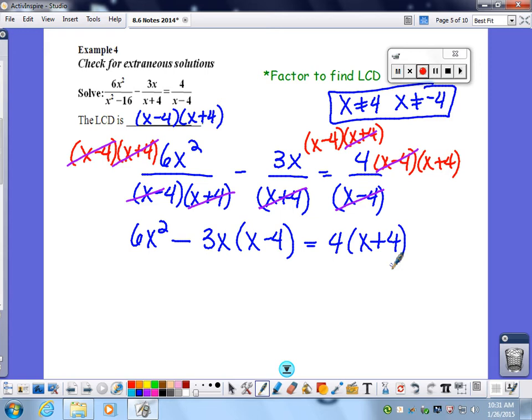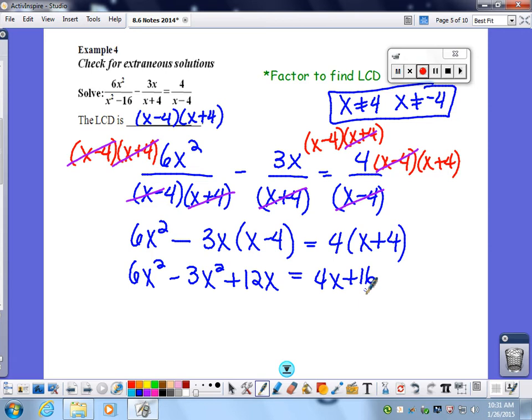All right, let's solve this equation. Here again, notice that it's a quadratic, x squared, so I'm looking for two solutions. All right, so 6x squared minus 3x squared plus 12x. I just distributed my negative 3x. Distribute my 4. I get 4x plus 16.